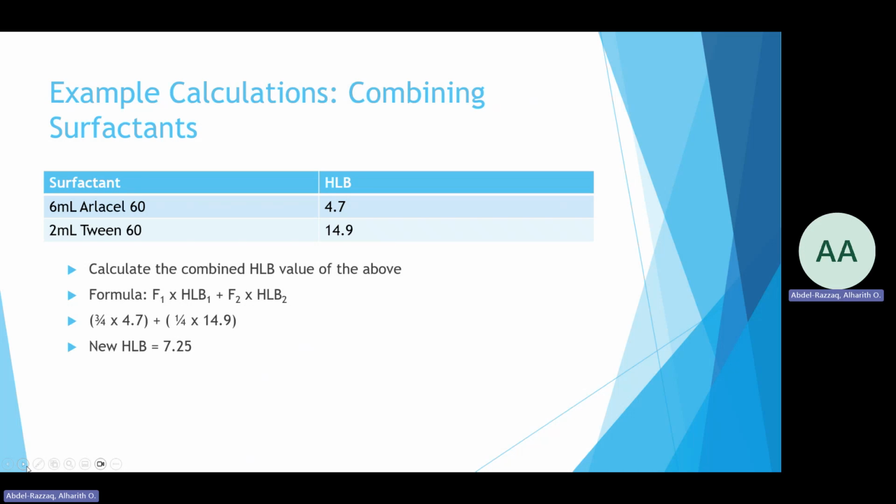So here's our formula. We're going to have F1, or the fraction of the first, times the HLB level of that first one, plus the fraction of the second times the HLB level of that second one. Our F denotes our fraction, so 6 plus 2 is 8. 6 divided by 8 is 3/4 times our HLB level, plus the same exact thing for our Tween 60, or our second fraction. And our new combined HLB level is going to be 7.25.